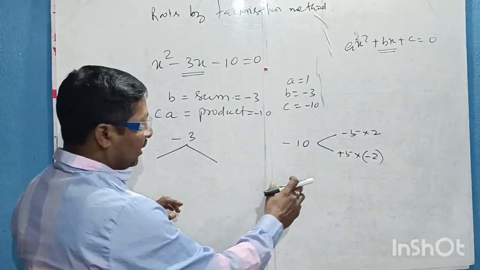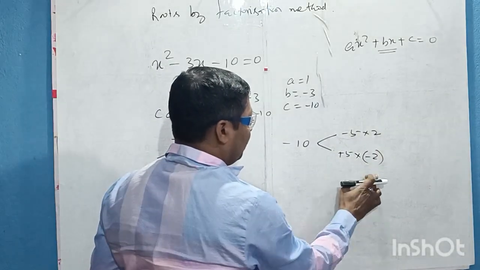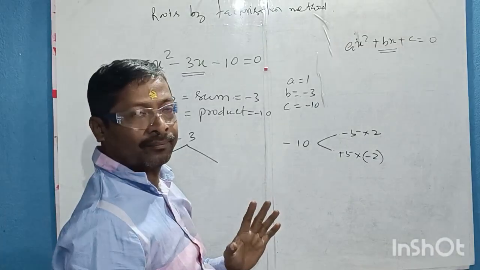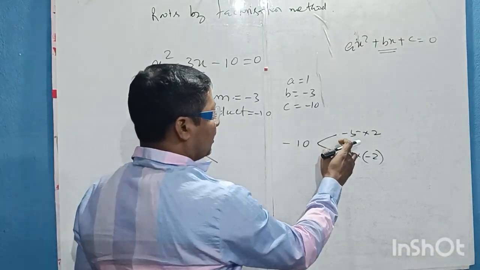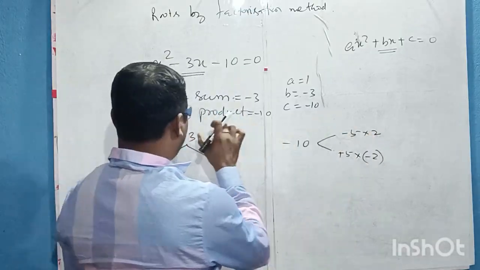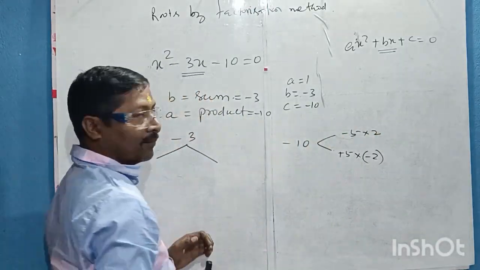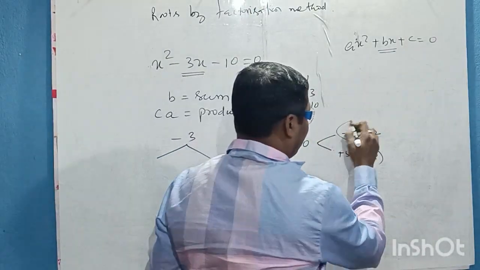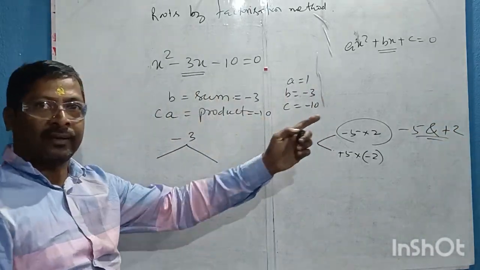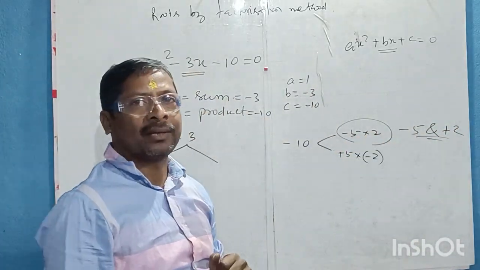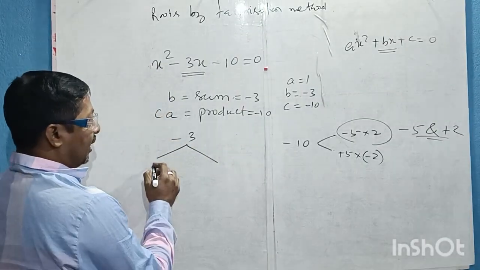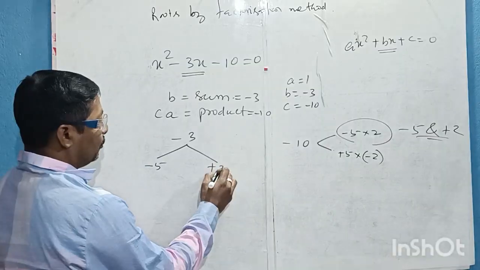By taking these two, the sum will be plus 3, so this cannot be taken. But by taking these two, minus 5 and plus 2, the sum will be minus 3 and the product will be minus 10. So these two terms, minus 5 and plus 2, are acceptable. So we have to find this in the proper way. So you have to split minus 3 as minus 5 plus 2.